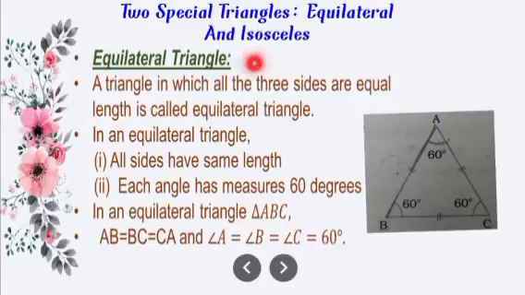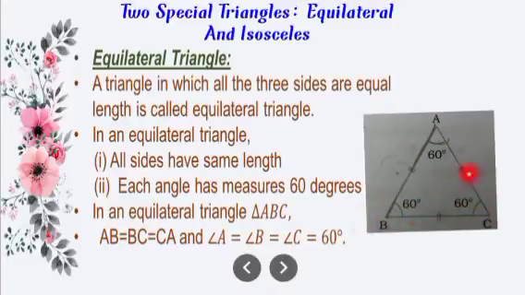What is an equilateral triangle? A triangle in which all three sides are of equal length is called an equilateral triangle. The three sides are equal in length and the angles are also equal. In an equilateral triangle all sides have the same length. See, all angles and lengths are the same. Each angle measures 60 degrees.